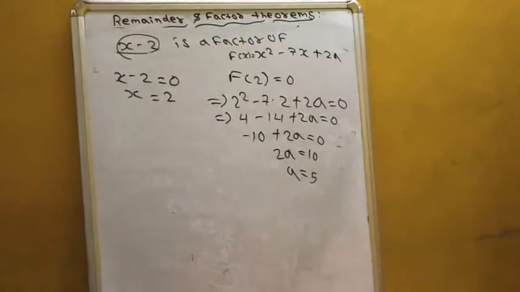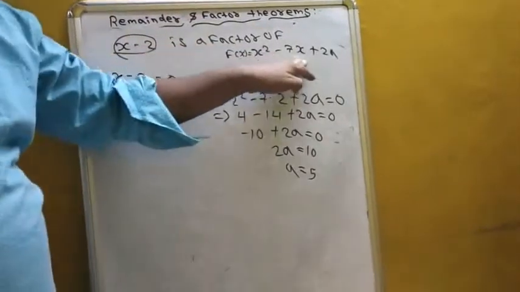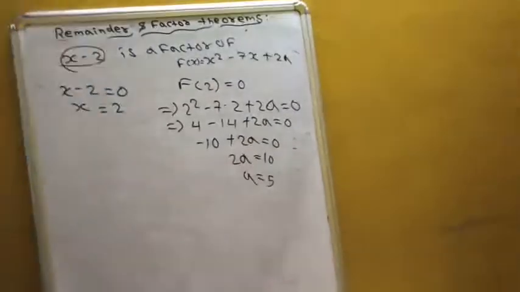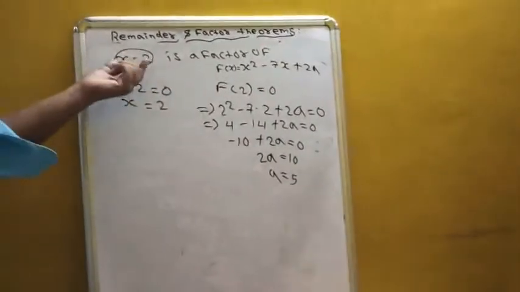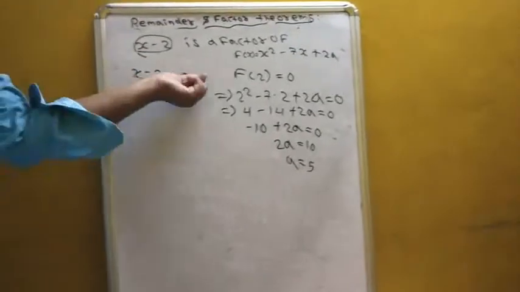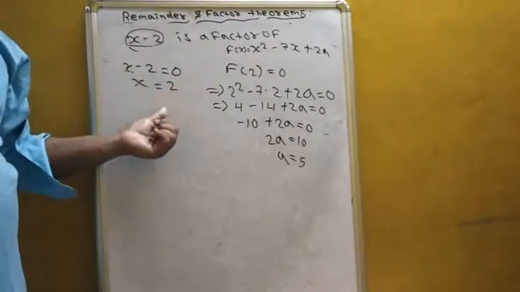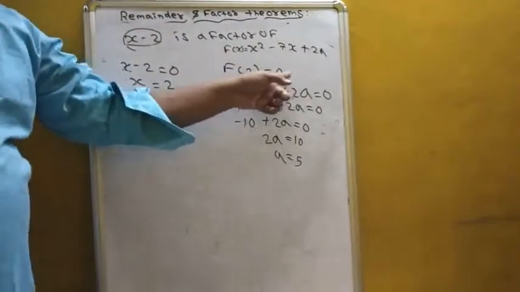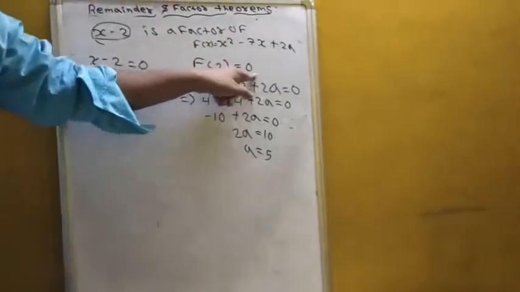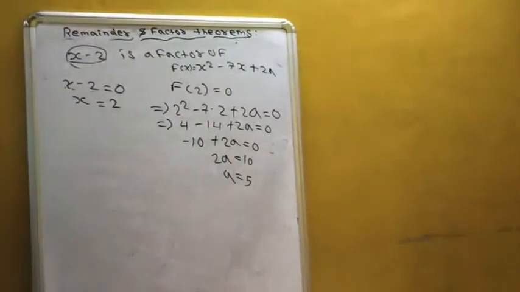Clear now? Listen again. X minus 2 is a factor of x square minus 7x plus 2a, given. Find out the value of a. So first read the question carefully that x minus 2 is a factor, given. So you can write x minus 2 equal to 0, x equal to 2, or you can say f of 2 equals to 0. Here you don't write any remainder because he told already factor. Factor means remainder must be 0. So you put the value and you get the answer.